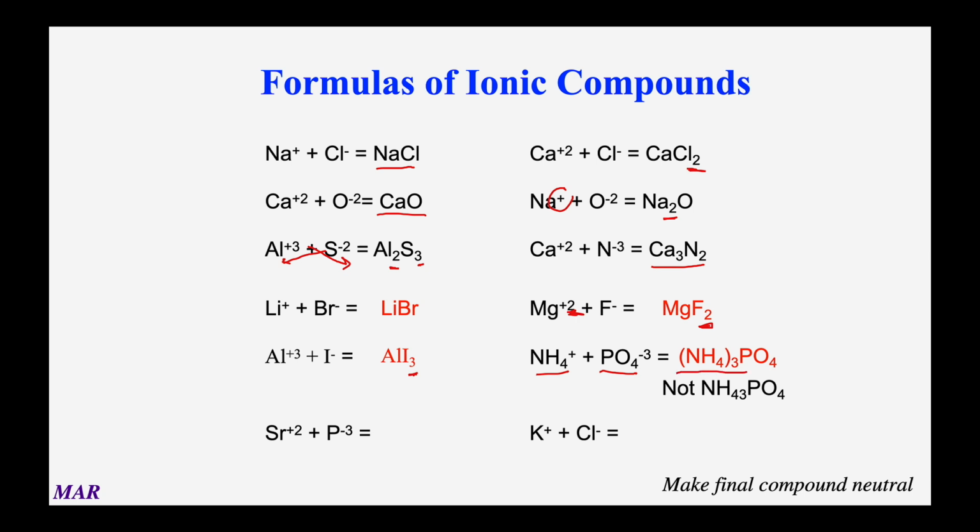We would write this as (NH4)3PO4, with parentheses around NH4 and a 3. And again, if you use more than one polyatomic, you should use parentheses. You wouldn't want to write it as NH43PO4, which looks like 43 hydrogens. That would be very creative, but not the most efficient. And then the last ones, strontium and phosphide, come together as Sr3P2. K and Cl come together as KCl. And again, the goal here, make them neutral. Use parentheses only when there's more than one polyatomic. Don't use parentheses for anything else.